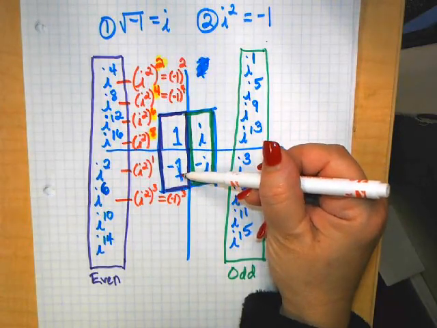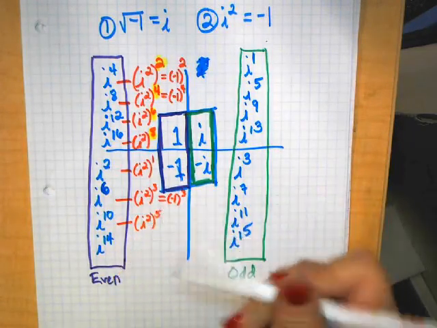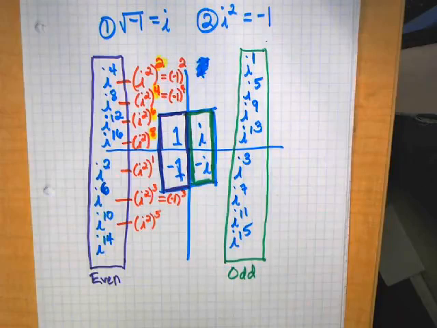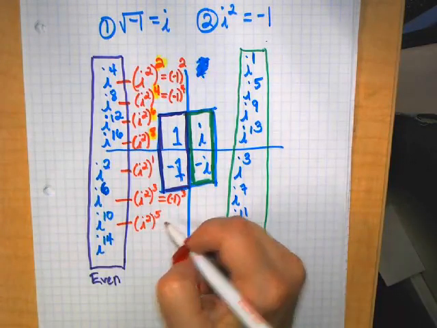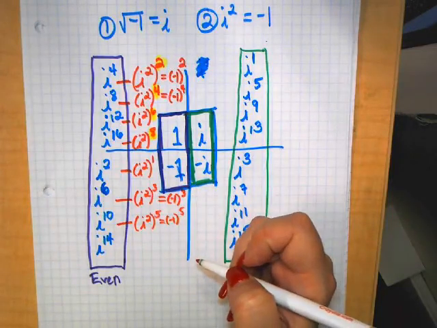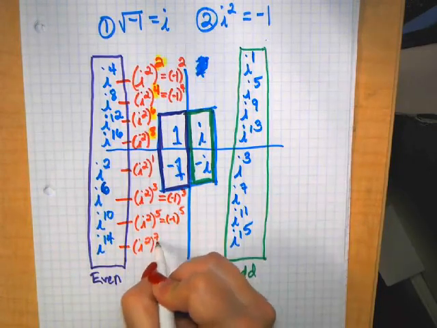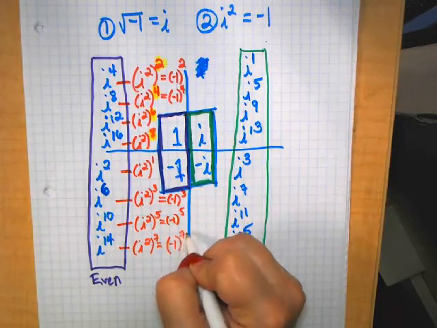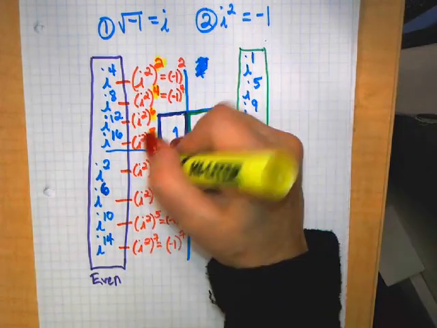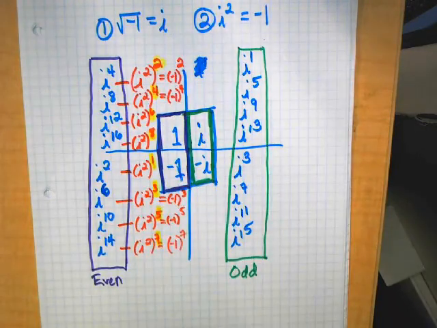i to the 10th is the same as i squared to the 5th. In other words, it's 5 pairs of i's. And so negative 1 to the 5th, of course, will give us negative 1 again. i to the 14th is going to be 7 pairs of i's. Negative 1 to the 7th definitely gives us negative 1. What you may notice here is that the number of pairs of i's is odd, which gives us a negative answer.